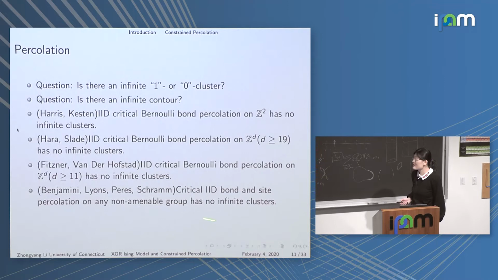On the other hand, for a non-amenable graph, we consider a finite subgraph, and remove that finite subgraph, and we count the total number of infinite clusters. And then we compute the infimum over all such finite subgraphs of the total number of infinite clusters.